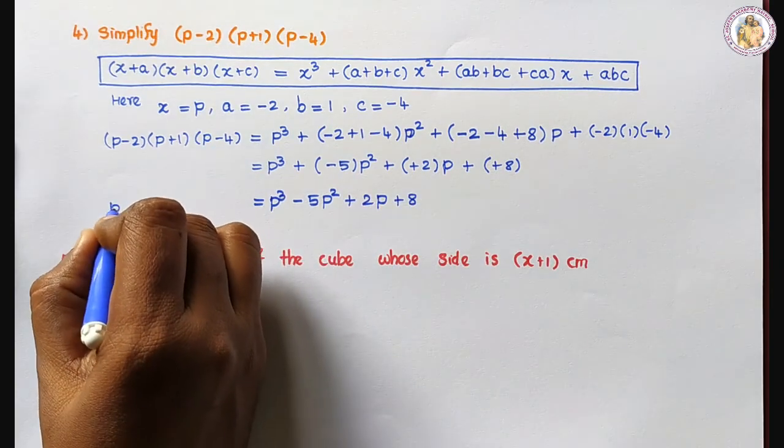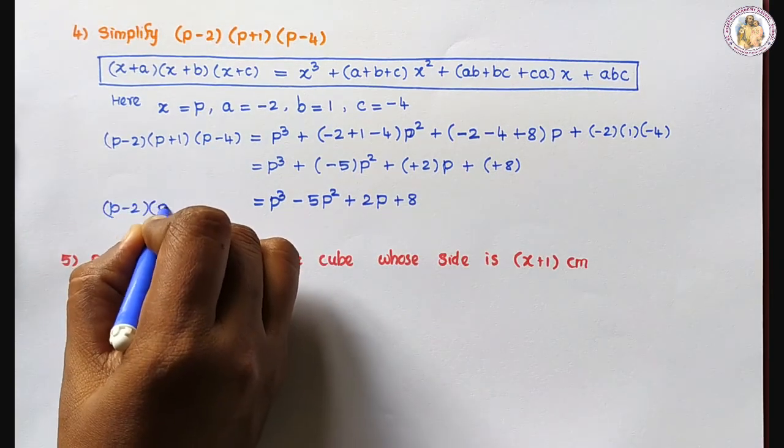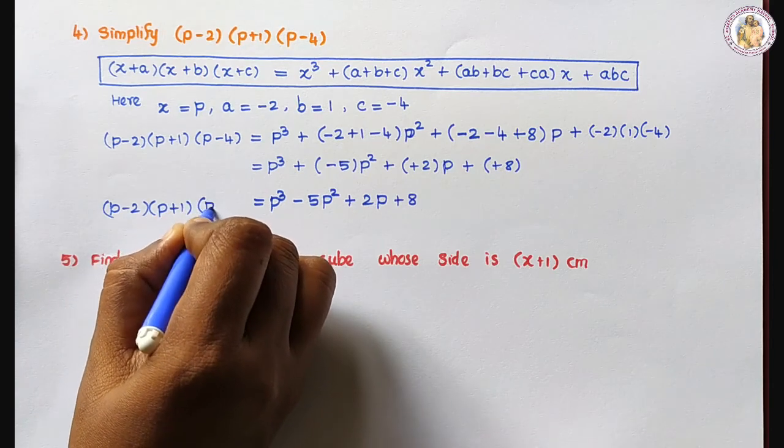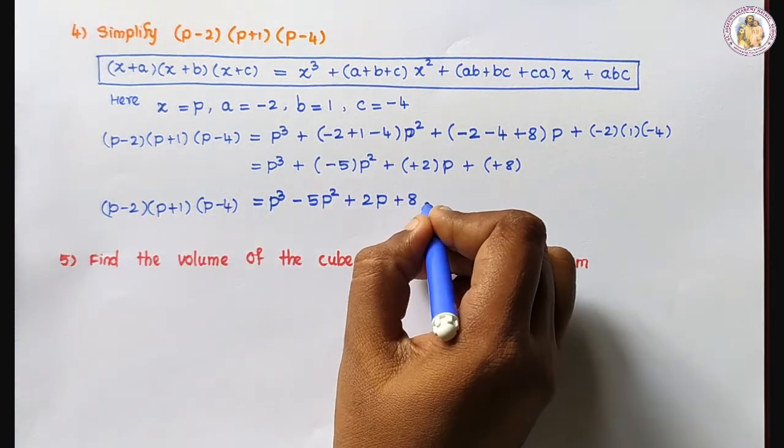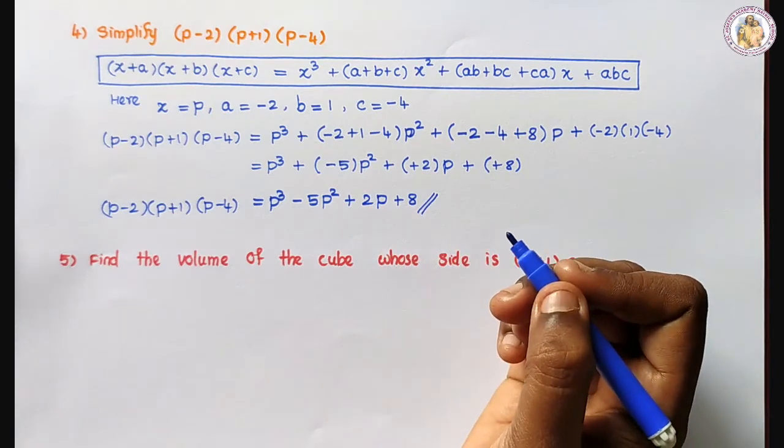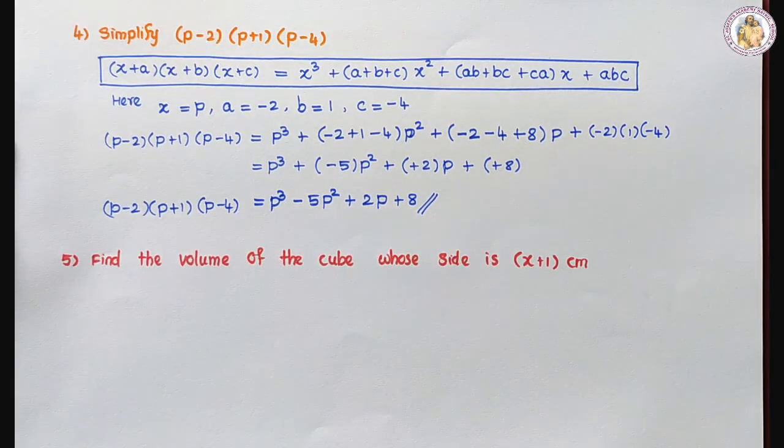What's that? p minus 2 into p plus 1 into p minus 4. That is the answer. Next one.